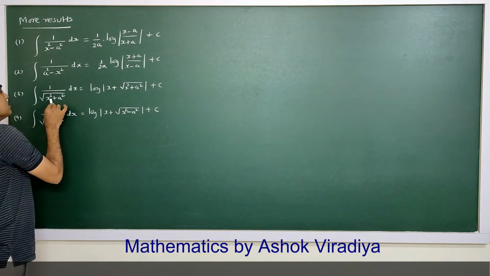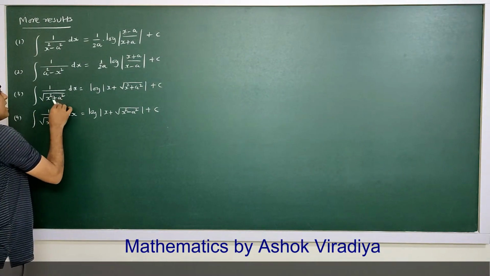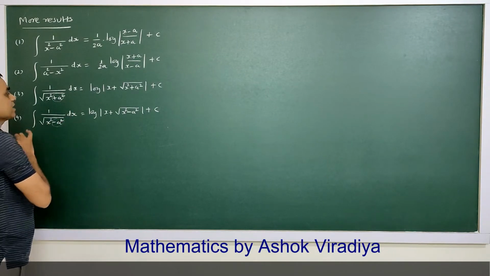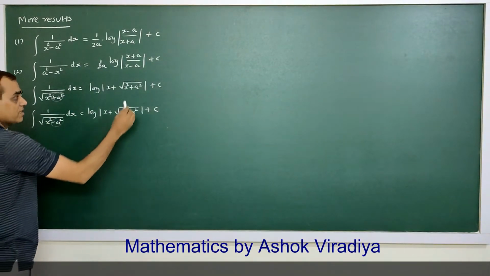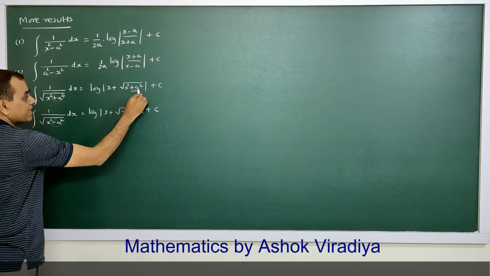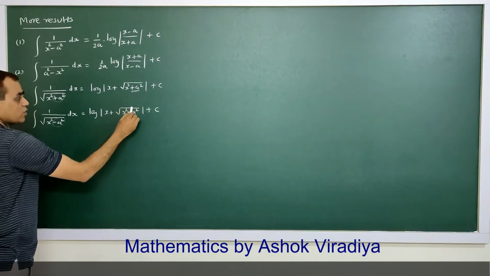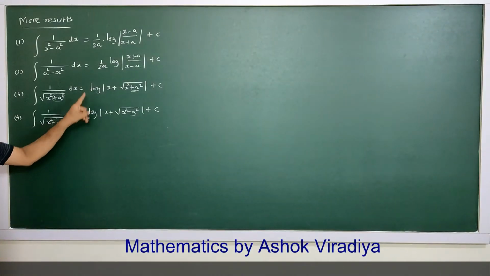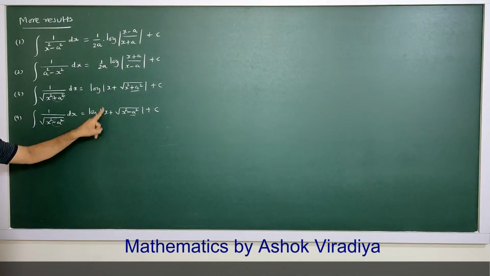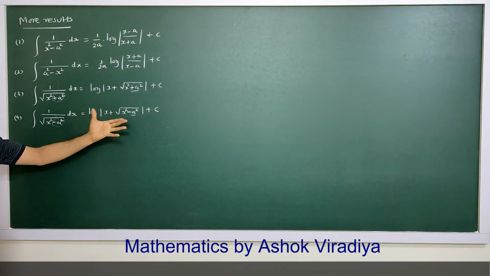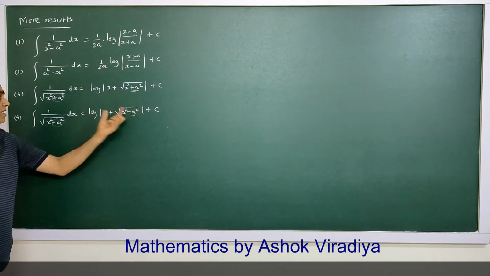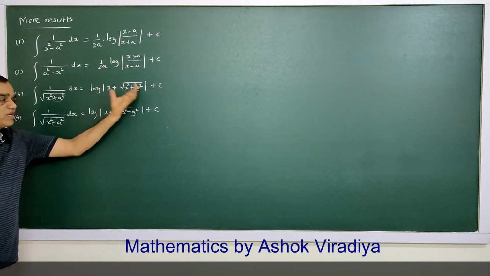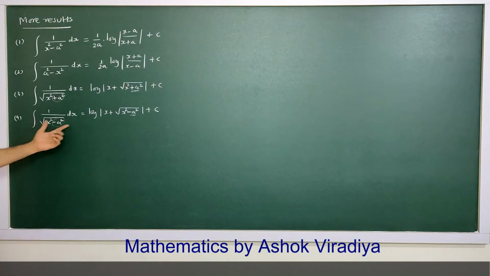Here x square plus a square and this is x square minus a square. So difference in these two results is only inside radical sign. Here we keep x square plus a square and here x square minus a square. So log x plus everything same. Only difference is x square plus a square, put here x square plus a square, x square minus a square, put here x square minus a square.